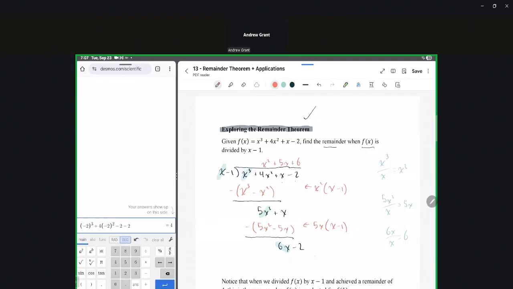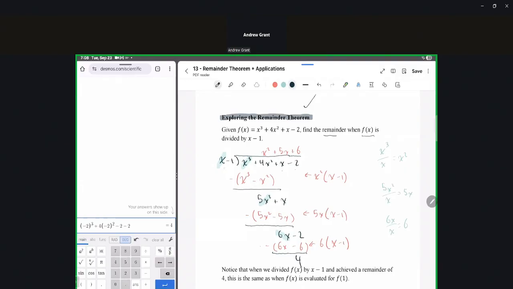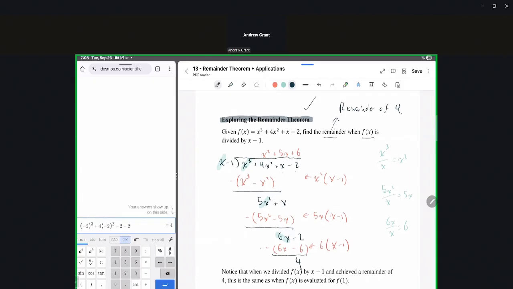And so it'll be positive 6 multiplied by x minus 1. So that's going to give us 6x minus 6. And we're going to minus off these quantities. So we know 6x minus 6x will be 0. Negative 2 minus negative 6 will be 4. And x doesn't evenly go into 4. So we would say that this thing has a remainder of 4.